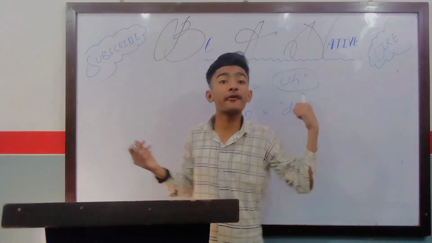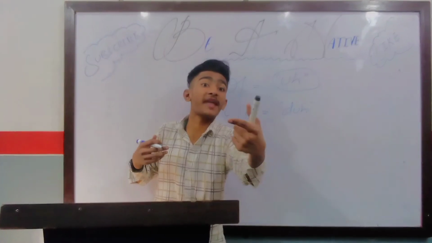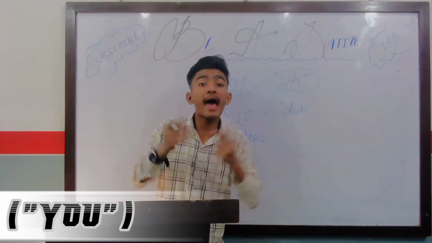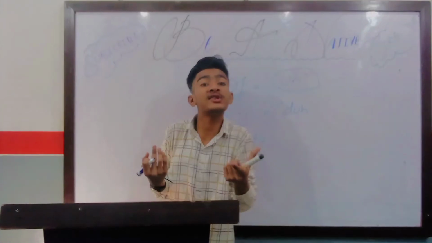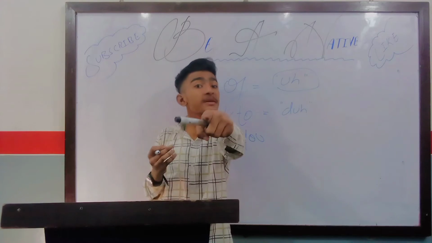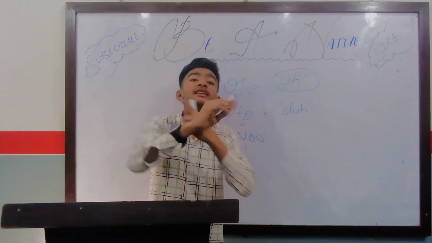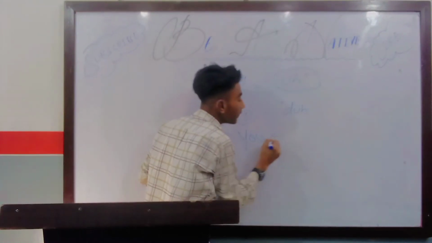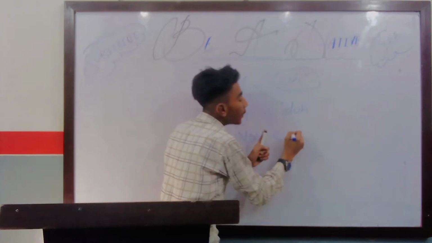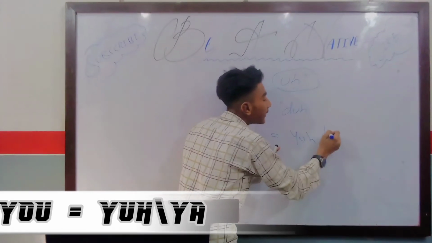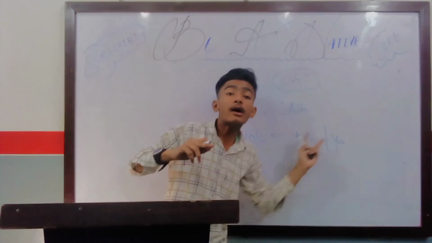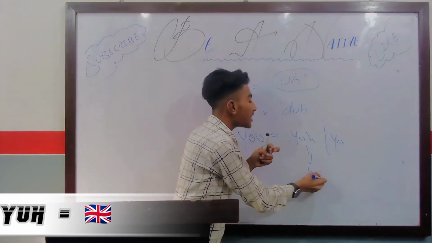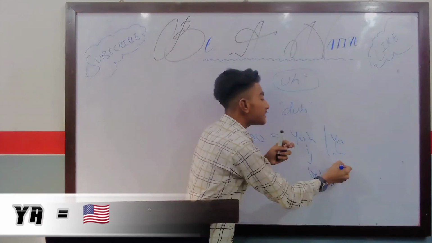The last word is, I forgot to write it over here, let's write it over here. The very last word is "you". What to do with that word, how to pronounce it in the very correct way? Well, let me tell you, the way you pronounce the word "you" is totally wrong. You just have to replace the sound of "you" with "ya" or "yeh". Let me tell you that one is British and the other is American.